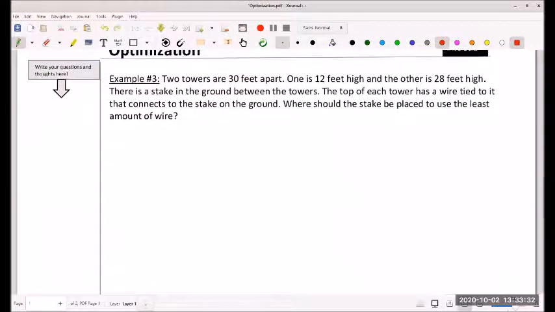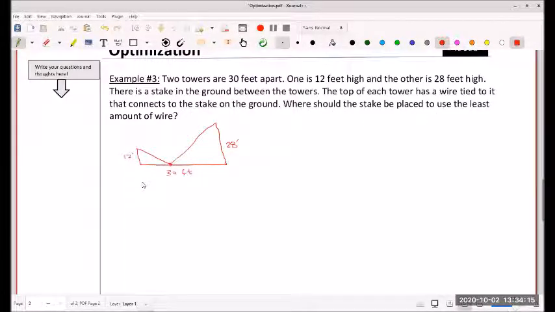Okay, finally our last problem. 2 towers are 30 feet apart. We'll go ahead and start to sketch this. We have a tower here, a tower here. This is 30 feet. One of the towers is 12 feet high. I'll go ahead and draw that. That's 12 feet. And the other is 28 feet high, so a little more than twice as high. It's 28 feet. There's a stake in the ground between the 2 towers. Somewhere in here, there's a stake. The top of each tower has a wire tied to it that connects to the stake in the ground. So a wire down here like this, and a wire up here like this. Question is, where should the stake be placed to use the least amount of wire?